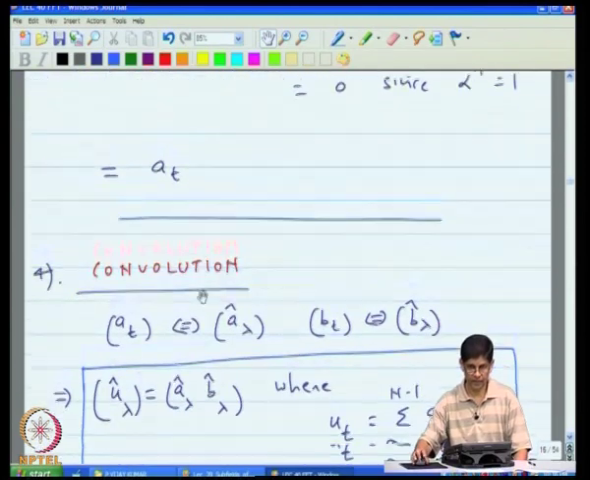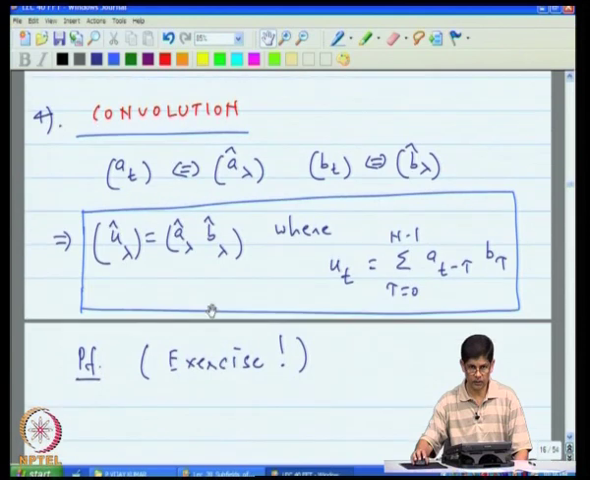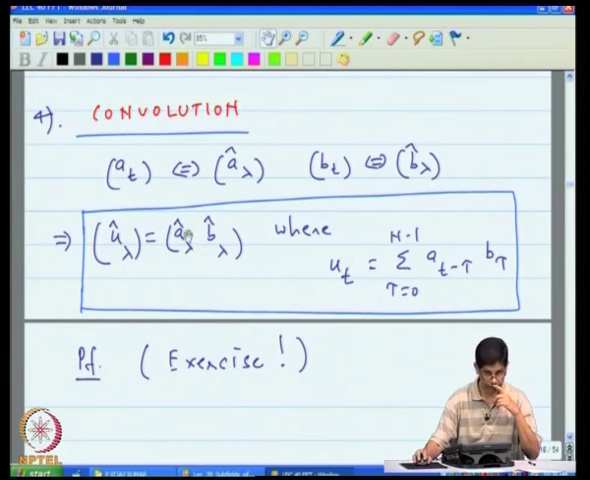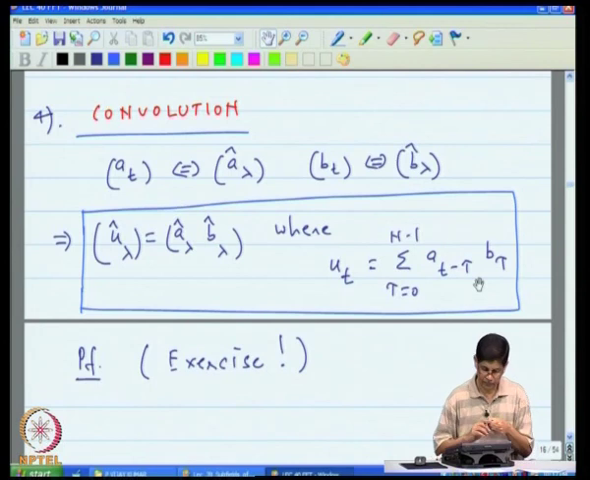Then there is also a convolution relationship, again completely analogous to the way it is with the discrete Fourier transform. If A of t has transform A hat lambda and B of t has transform B hat lambda, then you take the convolution of these two sequences, and the convolution is given by this expression. Now, this is a cyclic convolution because this t minus tau is interpreted modulo n.